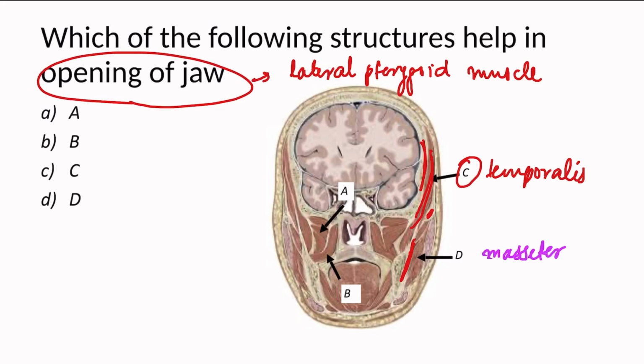And here you can see this is the pterygoid plate. These are the fibers of lateral pterygoid muscle. Okay. And these are the fibers of medial pterygoid muscle. Okay. The blue ones are the fibers of medial pterygoid and the green ones are the fibers of lateral pterygoid muscle. Okay.